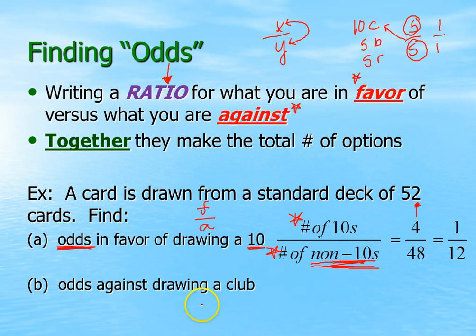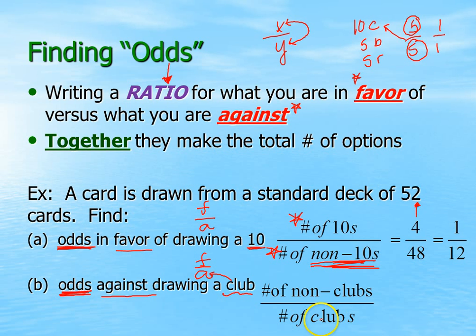Okay, let's do another one. Odds against drawing a club. So we're still doing odds, but the first time it said in favor, this time it says against. So we have to think about this one backwards. Against drawing a club. Remember, we want what we're in favor of on top and what we're against on the bottom. So where are the clubs? The clubs go on the bottom. We're against drawing a club. So the clubs are on the bottom, which means the non-clubs is what we want. So we want the non-clubs on top, and the clubs on the bottom are what we don't want.